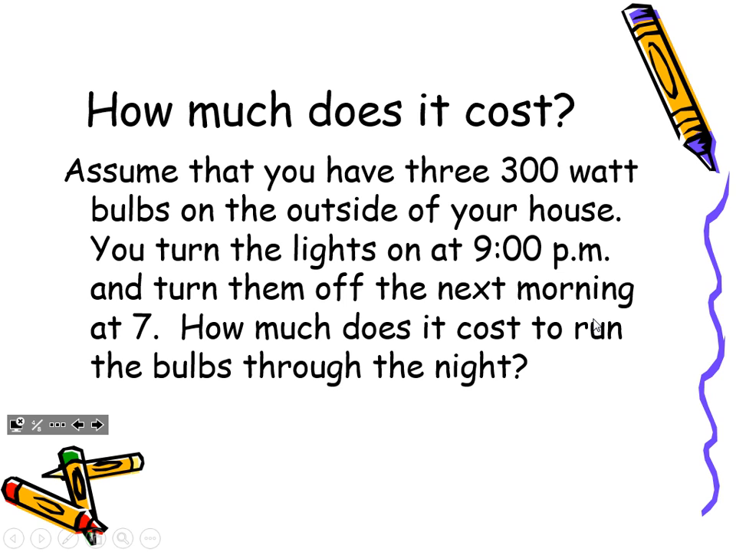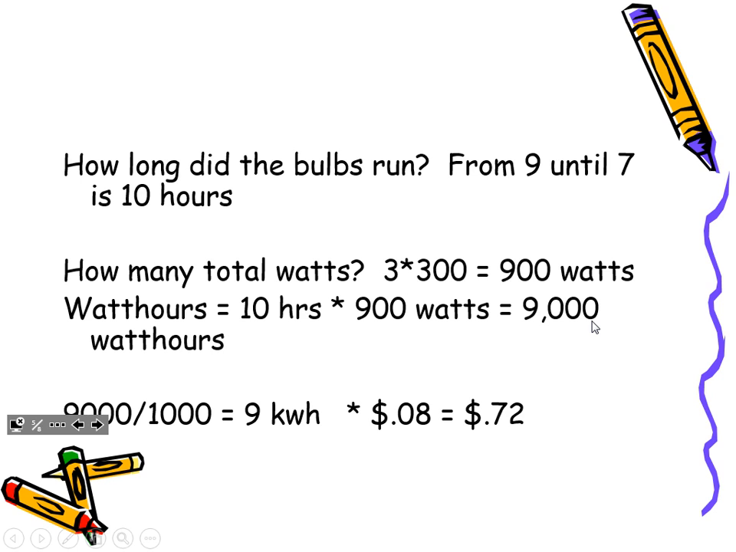So you have to take this problem and figure out how many hours you have lights on and then how many watts of electricity are being used per hour. So how long do the lights run? 9 to 7 is a total of 10 hours. How many total watts? 3 times 300 watts equals 900 watts of electricity being used per hour. So 900 times 10 is 9,000 watt hours.